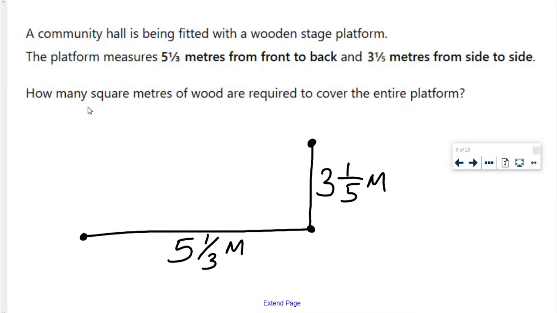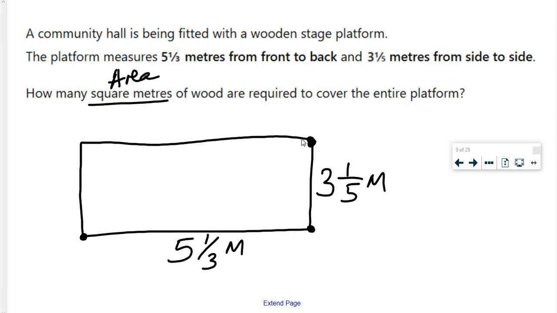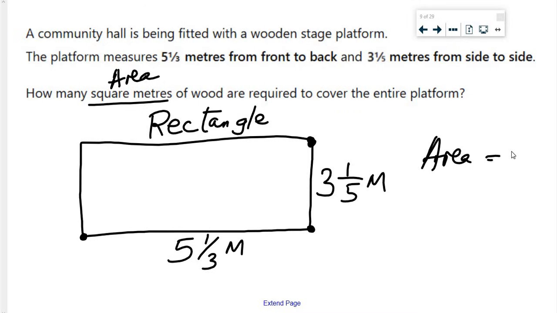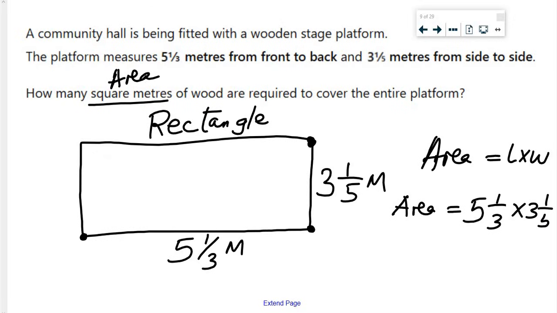The question is, how many square meters? That means area. How many square meters of wood are required to cover the entire platform? So that means you need to complete this to get a shape. And the shape that forms, therefore, is a rectangle. Now to find the area of the rectangle, area of a rectangle equals length into width. So in this case, area will be equal to 5 1/3 into 3 1/5.